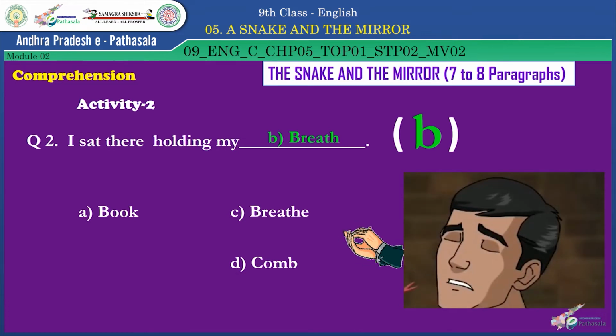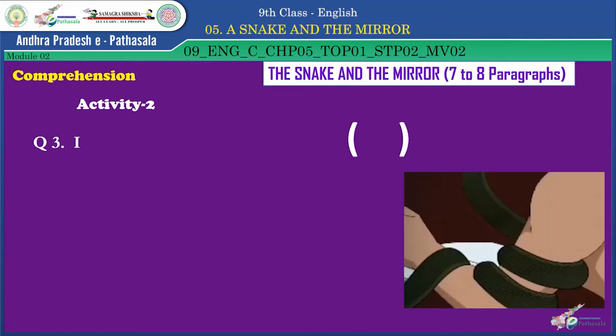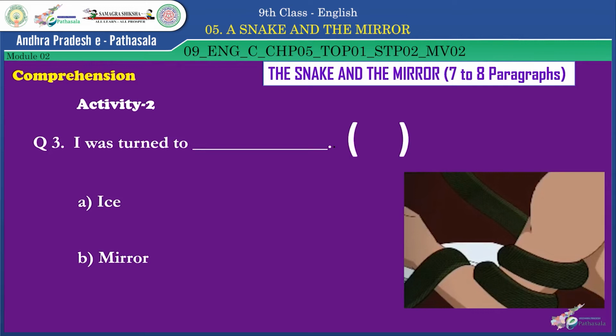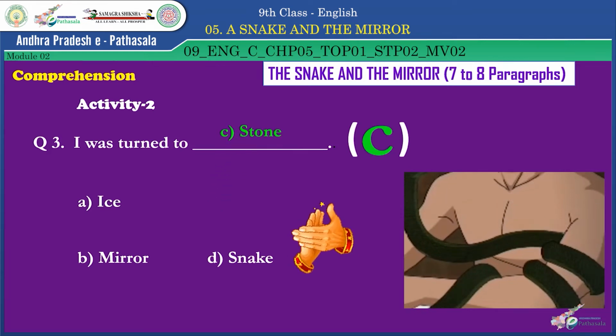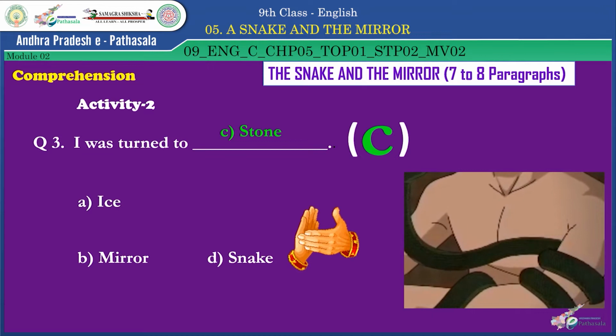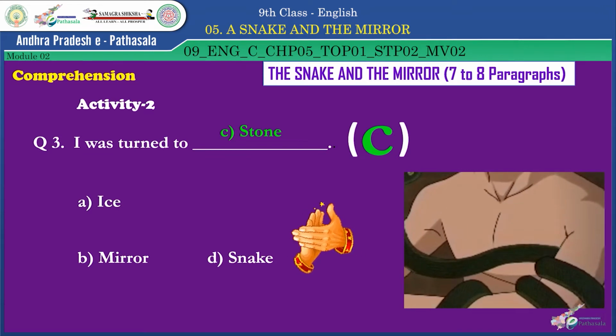Congratulations, children. Third question is, I was turned to dash. Options are A. Eyes, B. Mirror, C. Stone, D. Snake. Yeah, children, you are right. C. Stone is the right answer. You're always right, my dear students.